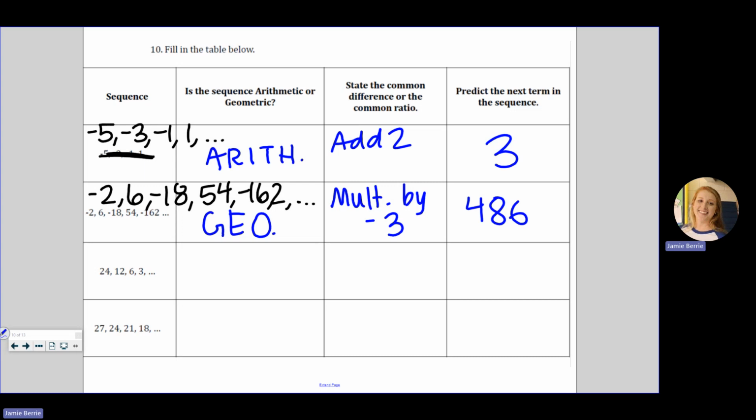But there should be one that's geometric, one that's arithmetic. For the next thing, the third row says 24, 12, 6, 3. What's happening there? Geometric, because you divided by 2. Then we have 27, 24, 21, 18. Subtract 3. So that is arithmetic or geometric? Arithmetic, good.